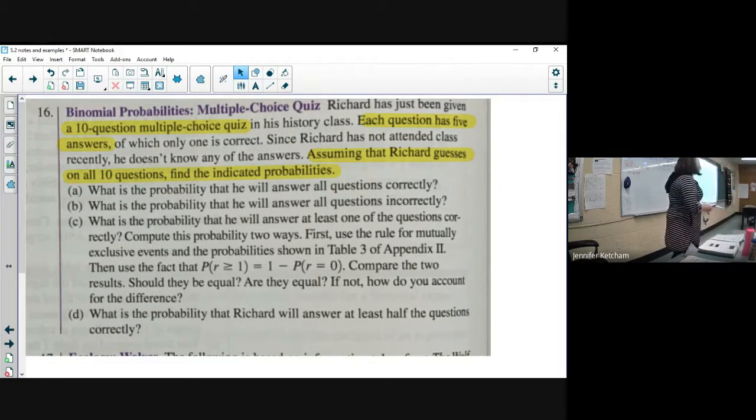Just start jotting down the important information and then the parts of the question.